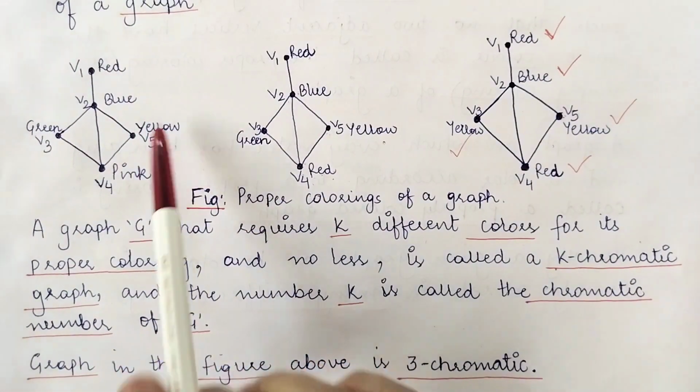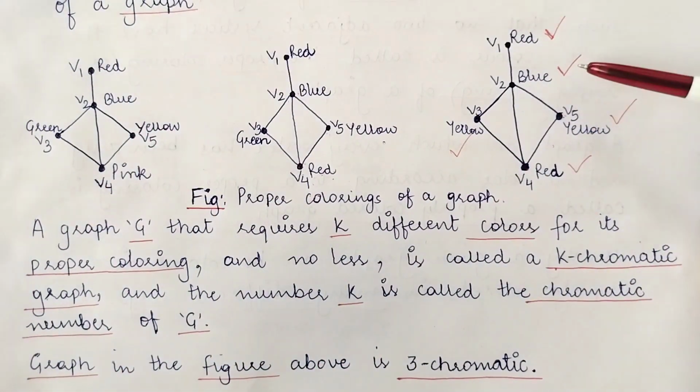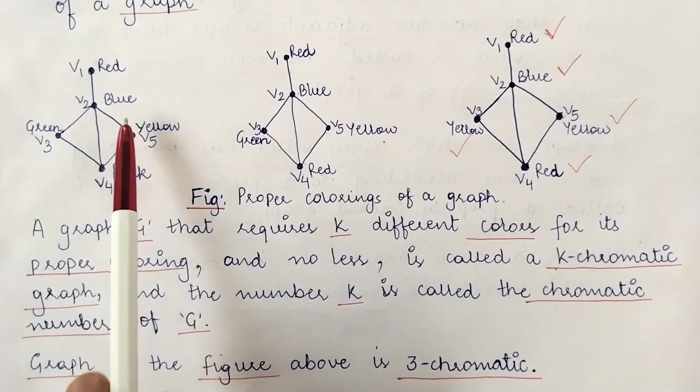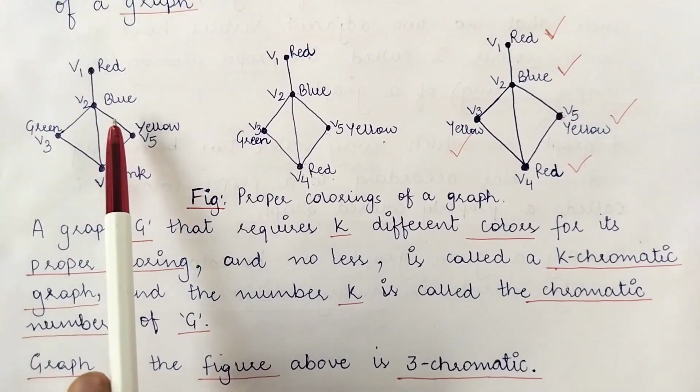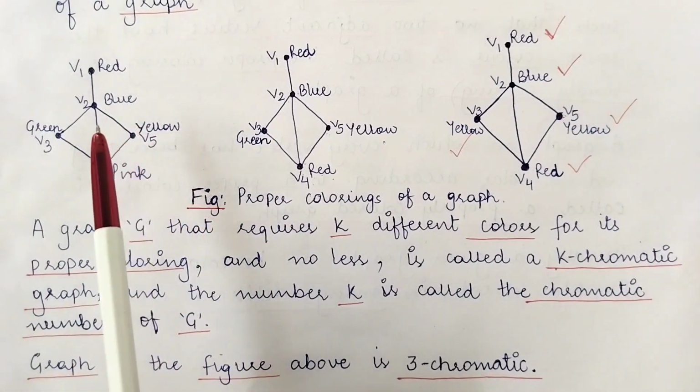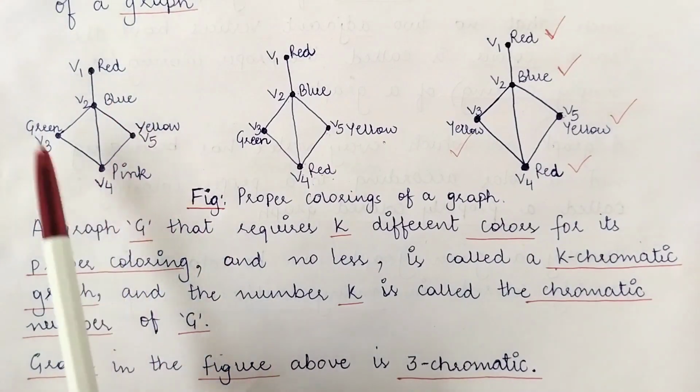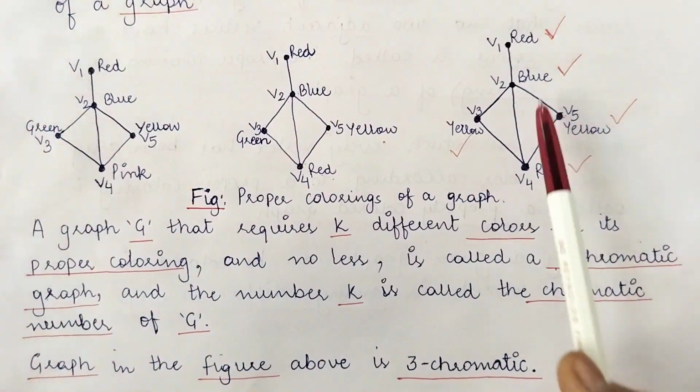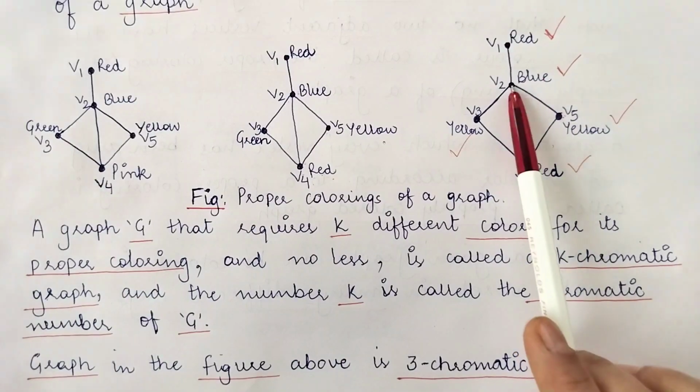That is out of choice. But the minimum number of colors that are required to do the proper coloring is 3 here and no less than 3. It can be more than 3, but it cannot be less than 3, because here you saw the colors used to do the proper coloring of this graph were 5 different colors. So it can be more than 3, but we cannot do it in less than 3.